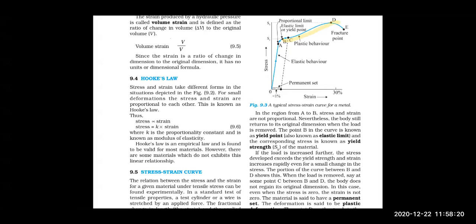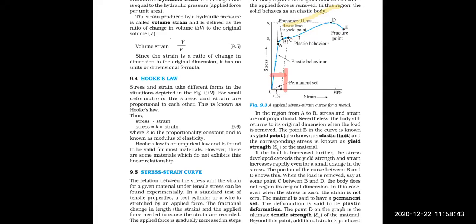And here, in this case, even if you make the stress zero, even if you remove the load entirely, the strain will not be zero. It will have some strain. And so the material is said to have a permanent set. And this deformation is called the plastic deformation.